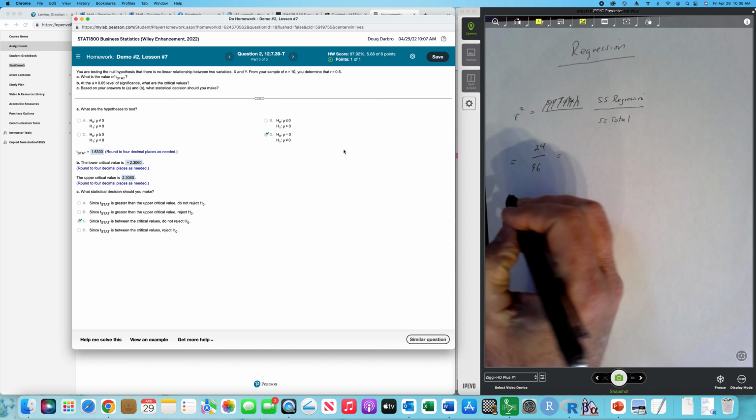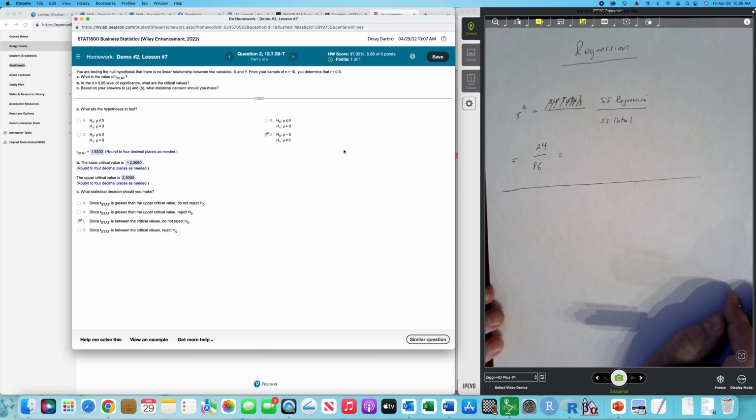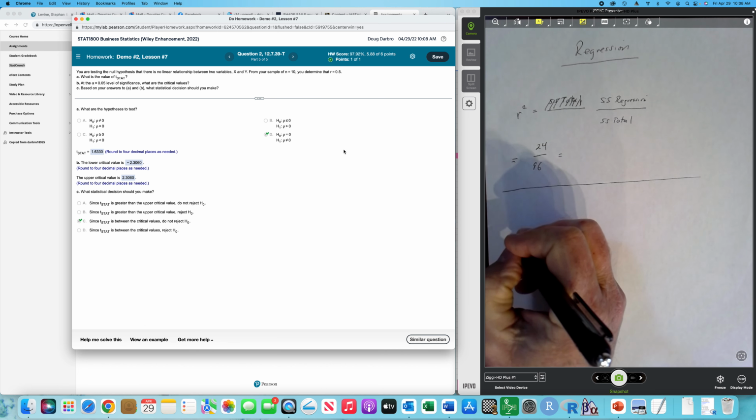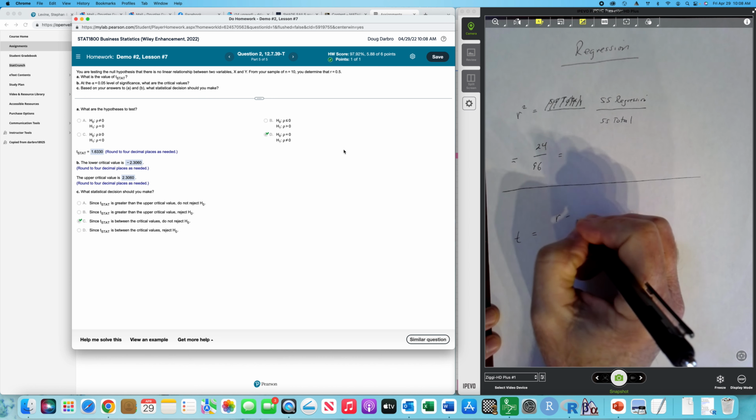Now, the test statistic for the calculation of a correlation coefficient is kind of nasty, but it is what it is.